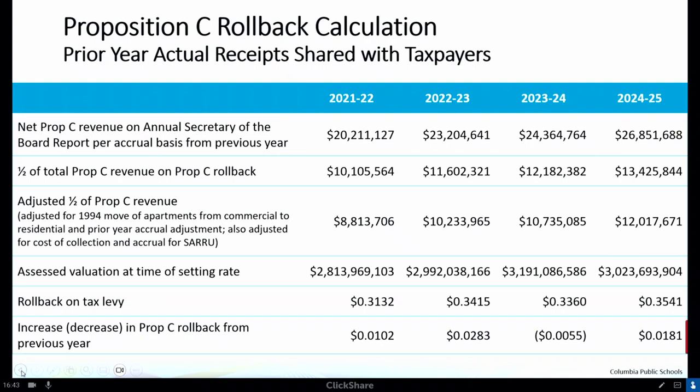So this is actually an estimate. These numbers may change slightly between tonight and the actual tax rate hearing that happens next week, because we'll have the final numbers by that time. But this is, again, an estimate.